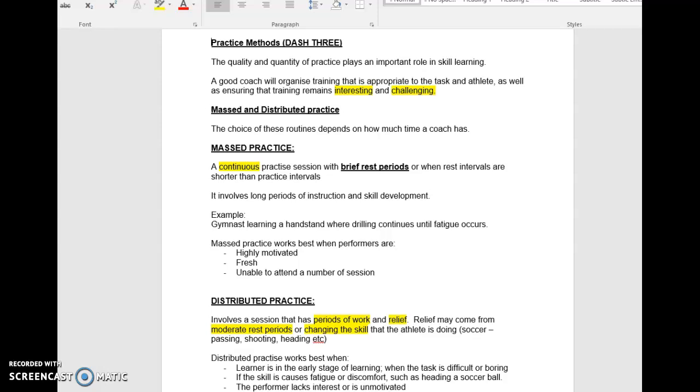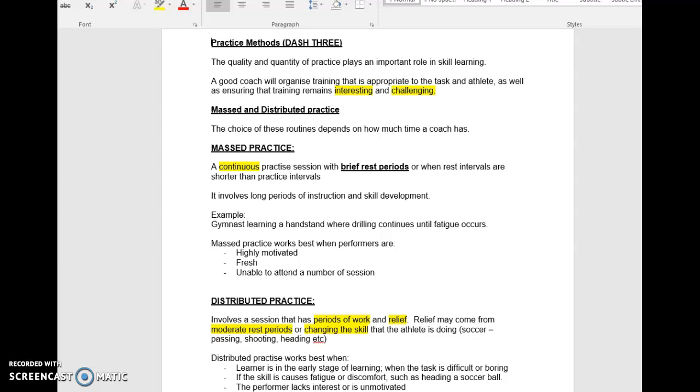When you look at your notes for practice methods, what we're talking about here is a coach and how they deliver their sessions and the skills that they are teaching athletes. This is about the quality and quantity of practice and the important role it plays in athletes learning a skill.